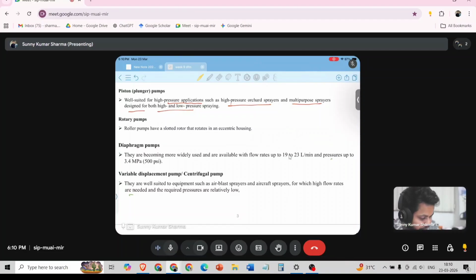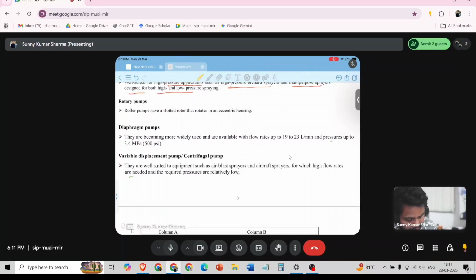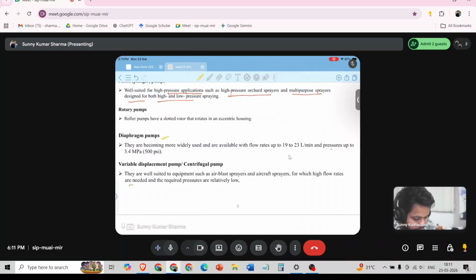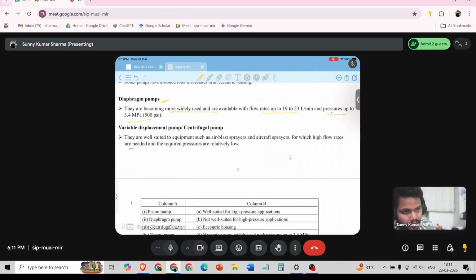And the diaphragm pump: we have a diaphragm type thing, and whenever it moves up and down, the liquid will go in this direction. These are the three examples of positive displacement pump. Diaphragm pumps are becoming widely used and are available with flow rate of 19 to 23 liter per minute and pressure up to 3.4 megapascal.